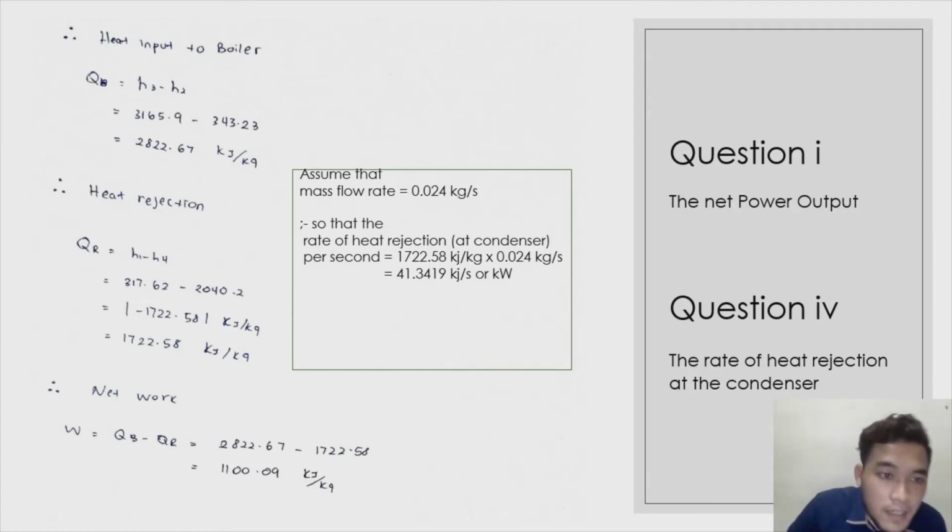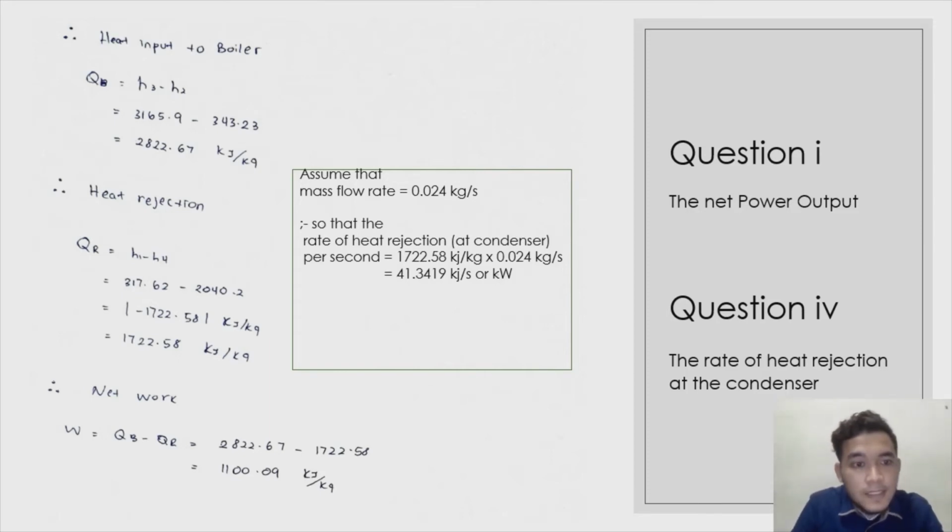So basically H1 minus H4: H1 is the amount of heat at the high temperature before the condenser, which is from the turbine, and we minus the amount of heat at the low temperature, which is H4. Maybe after the condenser, maybe at the pump.